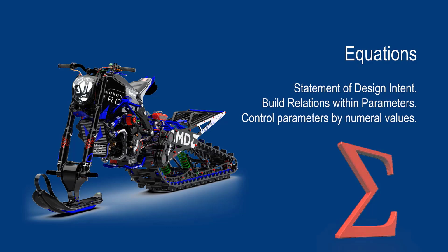The second one is building relations with the parameters. We can also generate relationships with the other parameters. Like, we can control a parameter by another parameter. Yes, we can also control parameters by numeric values. We just need to put the values over there and all the parameters are controlled. Let us see how it is happening.